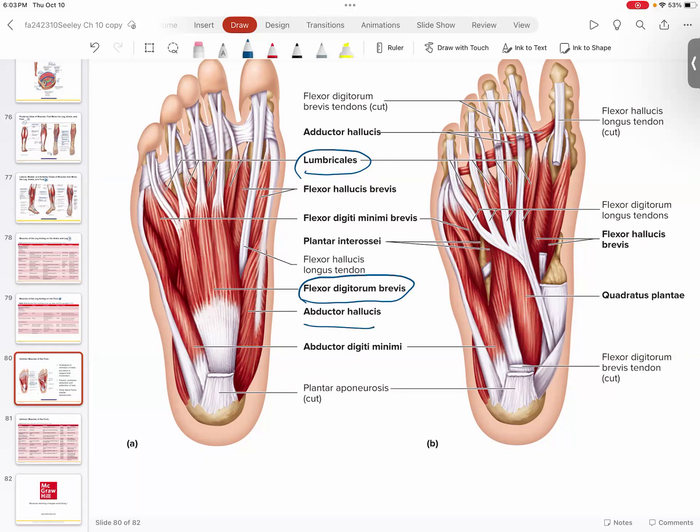You have an adductor hallucis, which is an adductor of the big toe. So you adduct it, you move it toward the median. And then your adductor digiti minimi, which is moving your little toe. So that's going to be an adductor for that one. Remember, adductors means you're moving it toward the midline of the body. And then you have your flexors, right? So you have your flexor hallucis brevis. So you're going to be flexing it. So that's curling your big toe under. And you have flexor digiti minimi brevis, which is flexing your little pinky toe, curling it under. Okay.